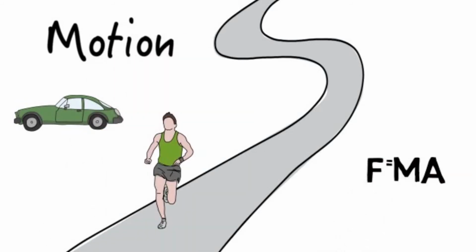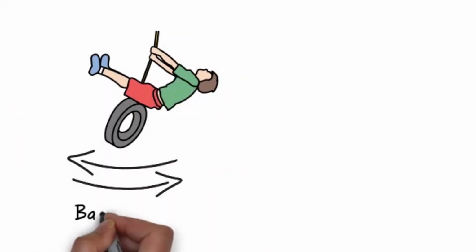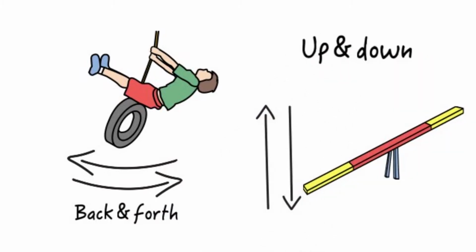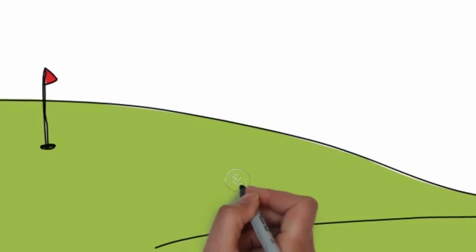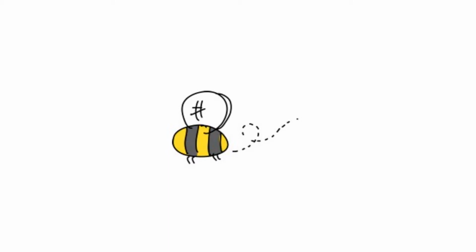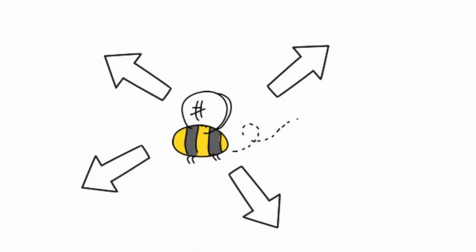There are different types of motion. For example, when you're on a swing, you will go back and forth, or if you are on a seesaw, you will go up and down, or when a golf ball is being hit, it will go out on a straight line. Objects in motion also have a direction. When a bee is in the air, it may change its position going on different locations, left or right, up or down, forwards or backwards.